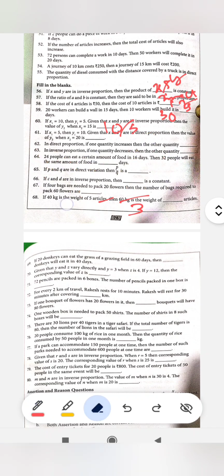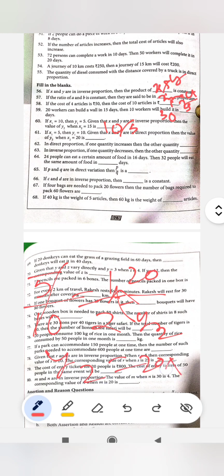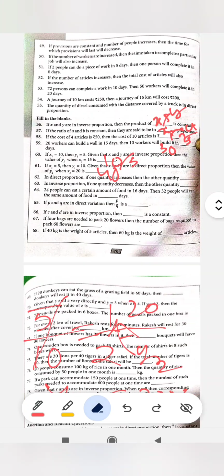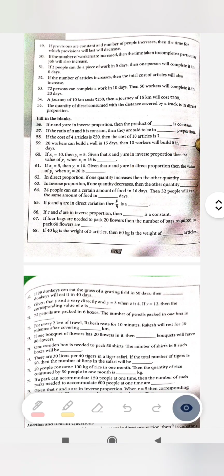Now come to the next part, question number 61. If x1 is equal to 5 and y1 is equal to 10 and they are in direct proportion, it means their ratio is 1 by 2. Then what is the value of y2 when x2 is equal to 20? Do the cross multiplication. So y2 we will get 20 into 2, that is equal to 40. Now come to the next part.